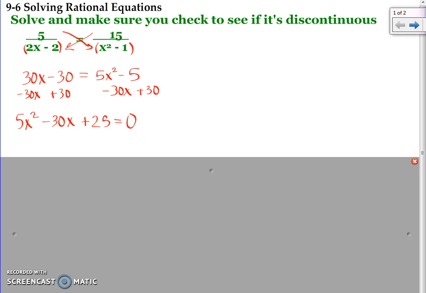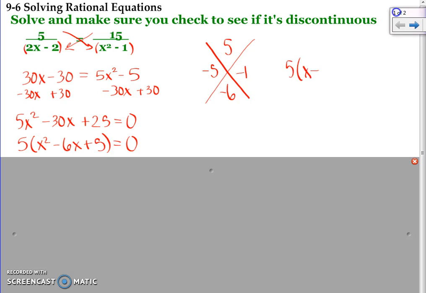What should we do first to factor? Take out the 5, yep. So we're left with x squared minus 6x plus 5. And now we can factor what's left in the parentheses there, okay? So we'll put our 5 here, negative 6 here. What are our two numbers? So we don't need to do the window step. So we've got 5 and then x minus 5, x minus 1.